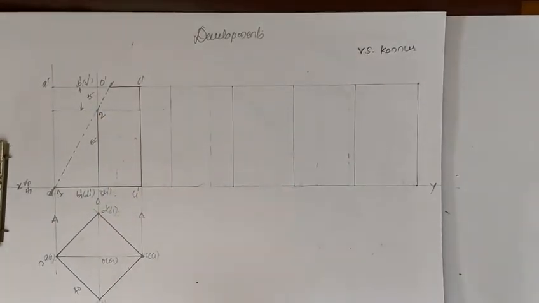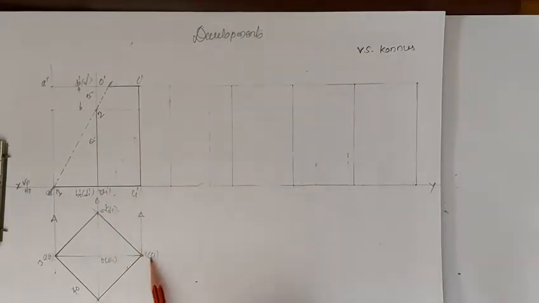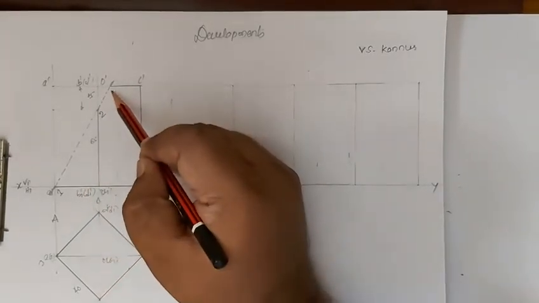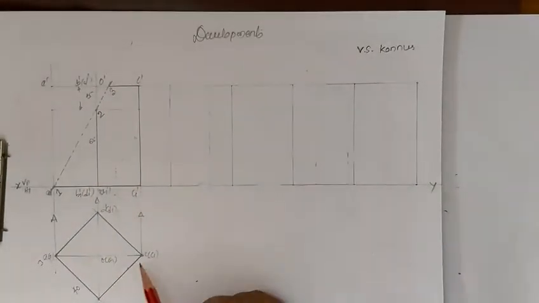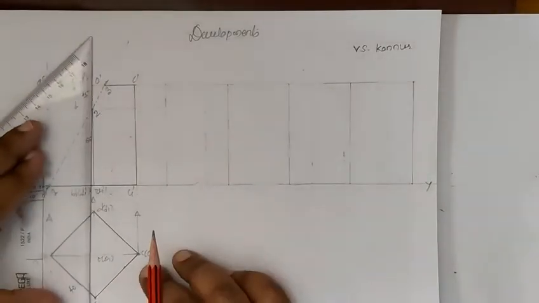Then go for B1 to C1. B1 to C1 there is no cut. Leave it. B to C. B to C there is a cut, so we'll make it 3, and we'll draw a line parallel to this. We'll draw a line.